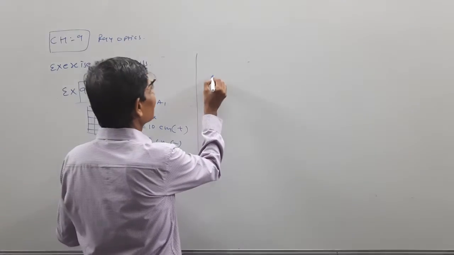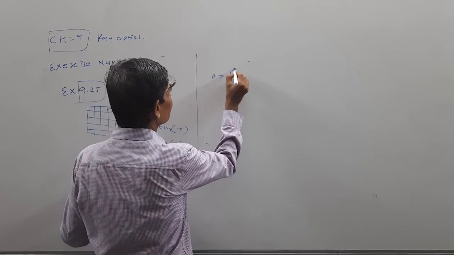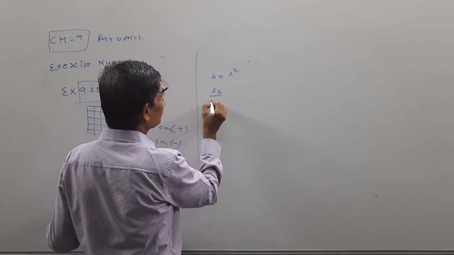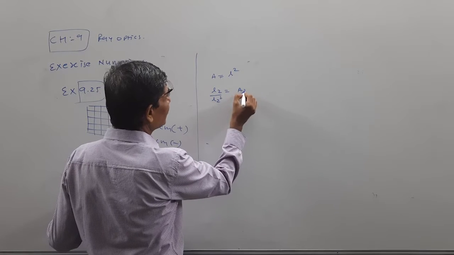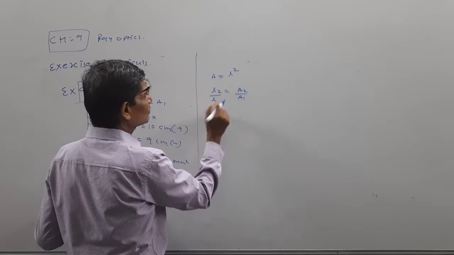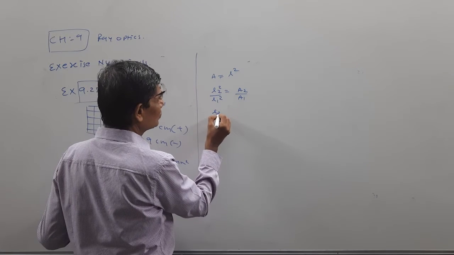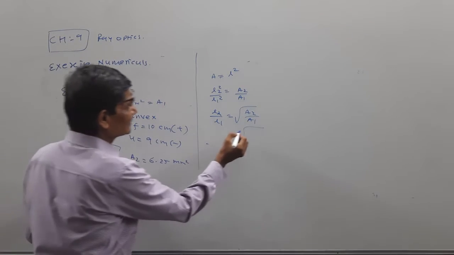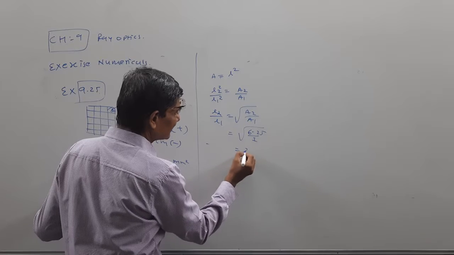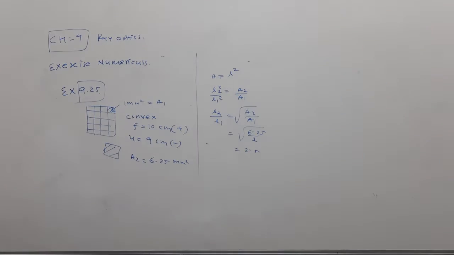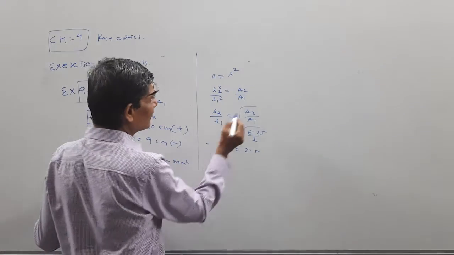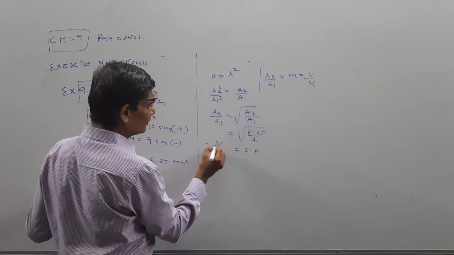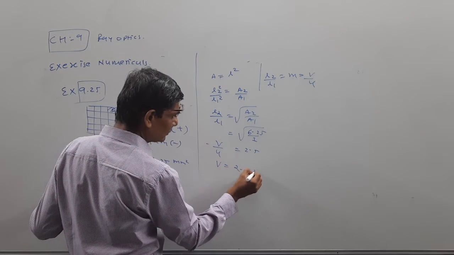Now see, area is L square. So L2 square upon L1 square will be A2 upon A1. L2 upon L1 is root of A2 by A1. Now root of 6.25 upon 1 gives a linear magnification of 2.5. Now L2 by L1 is m, that is v by u. So v by u is 2.5, and v comes out to be 2.5 u.